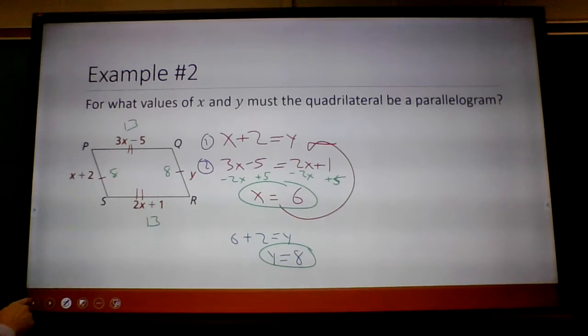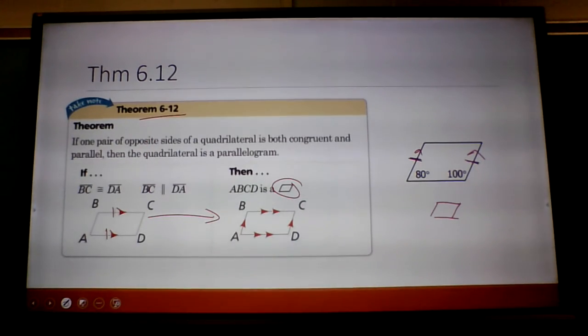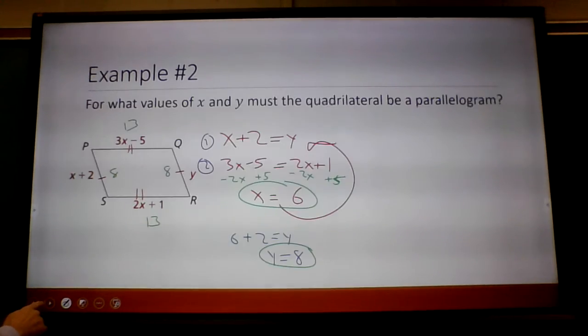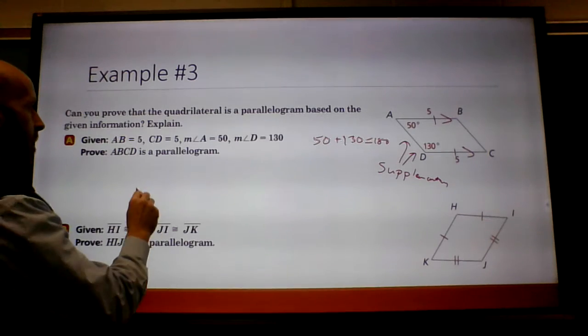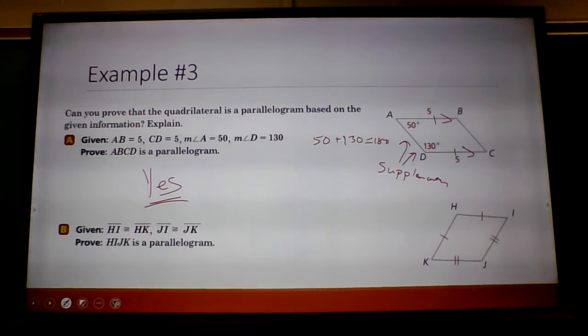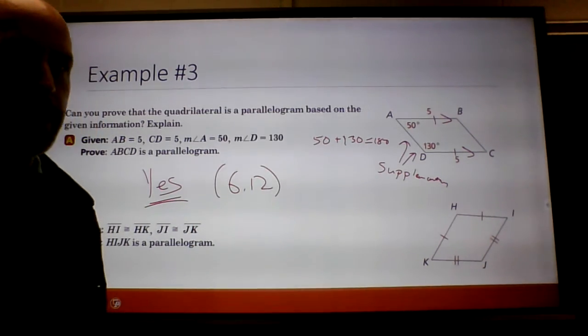Okay, and so then if we wanted to, we could go back and use theorem 6.12. Theorem 6.12 says that if one pair of sides is both parallel and congruent, it has to be a parallelogram. So I would say yes. Now I'm not going to write a detailed proof here, and this is by theorem 6.12, but I've given you basically the outline of the argument.